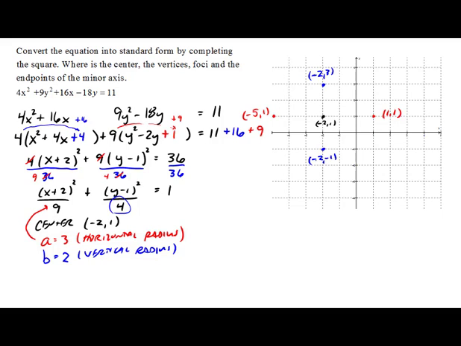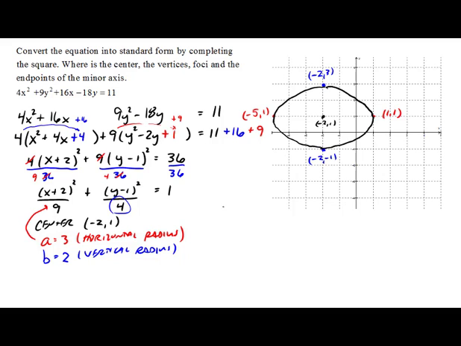So in this case, the major axis will be the horizontal axis through my center. The minor axis is the vertical axis through the center. So the endpoints on the minor axis are the -2, 3 and the -2, -1, which are here and here. So now I can just draw my ellipse connecting those points. Let's see if I can do this. And I got the ellipse sketched.